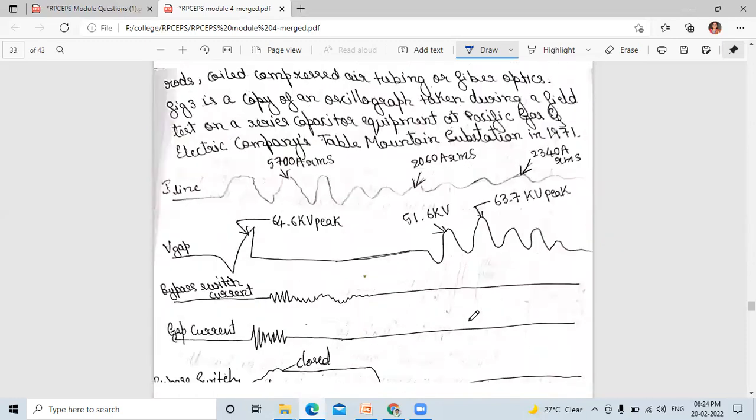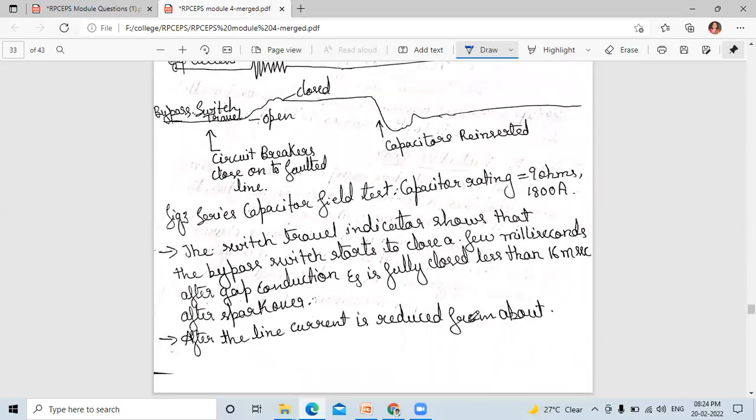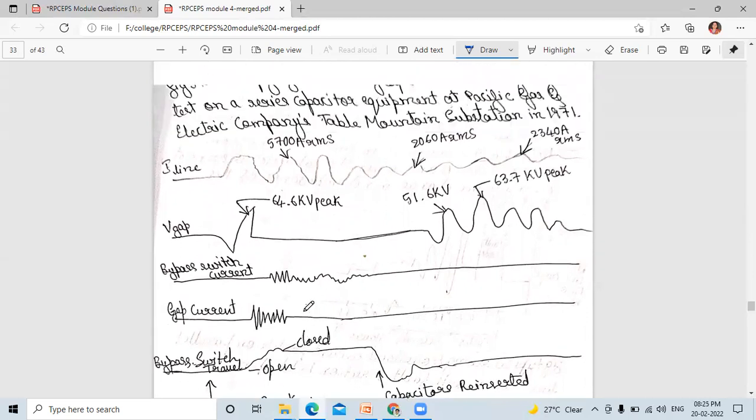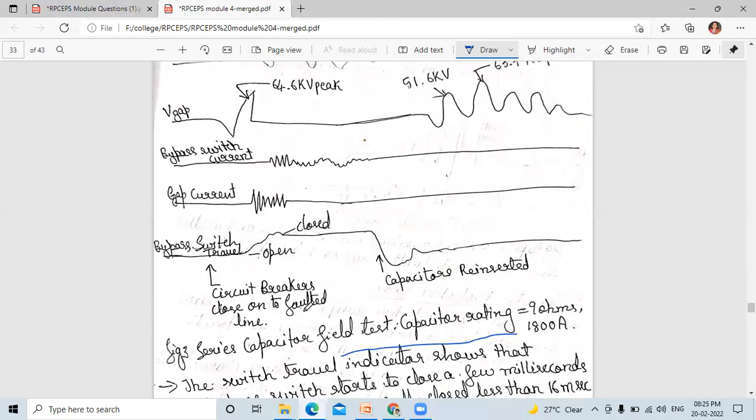If you want, you can write this: series capacitor, field test, capacitor rating. This graph you can write: I line, V gap, bypass switch current, gap current, bypass switch current. This is easy, you can mention. In order to get the full marks you need to write more. Then only you'll get out of 10. If they give 10 marks, you'll get 10 marks.